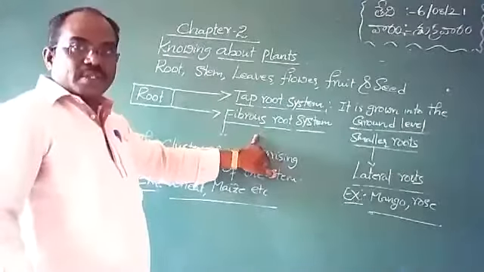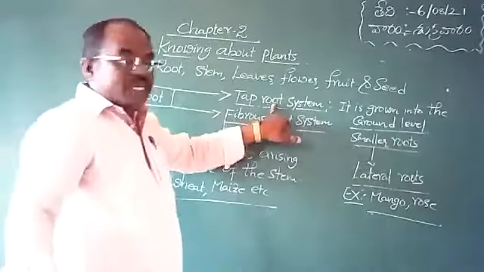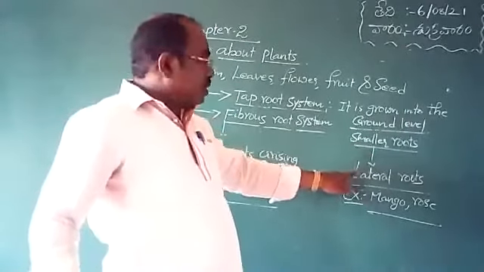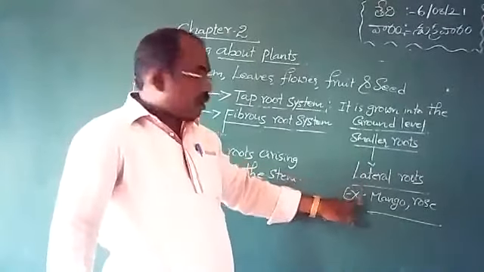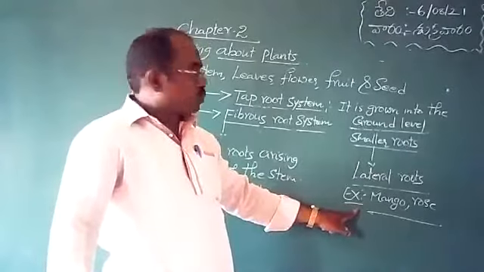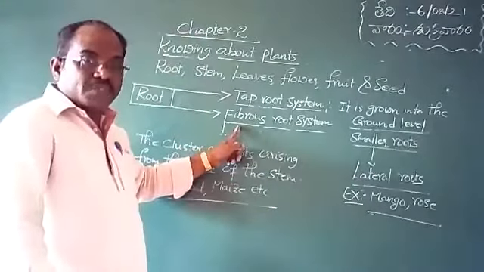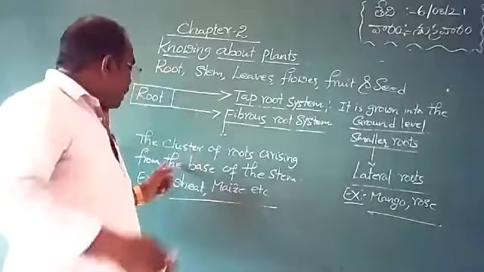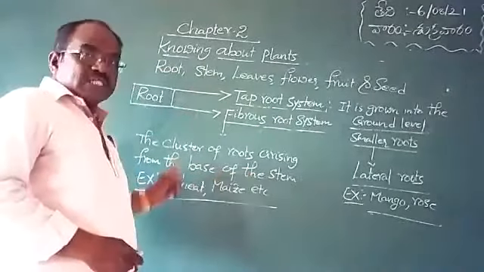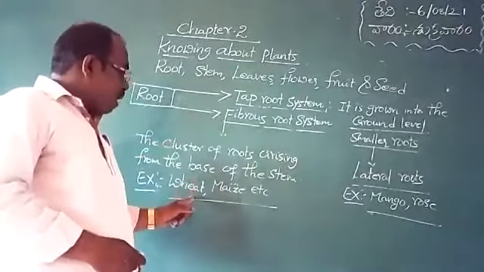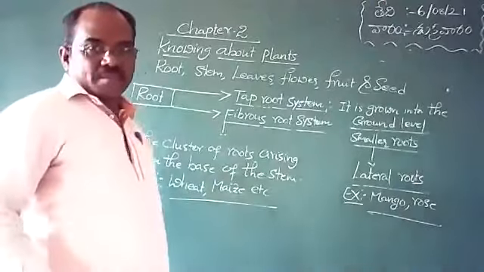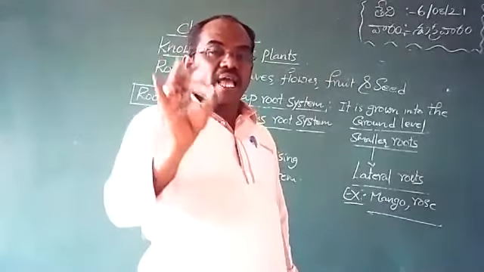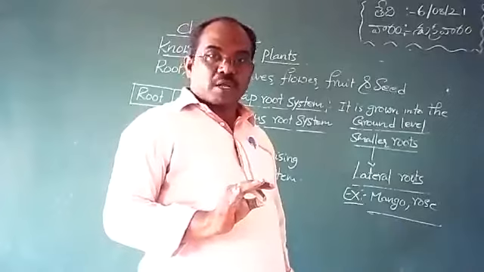Tap root system and fibrous root system. Tap root system means it grows to the ground level and the smaller roots are formed, also called lateral roots. Example, mango and rose. Fibrous root system means the cluster of roots arising, arising means growing, from the base of the stem. Example, wheat, maize, etc.